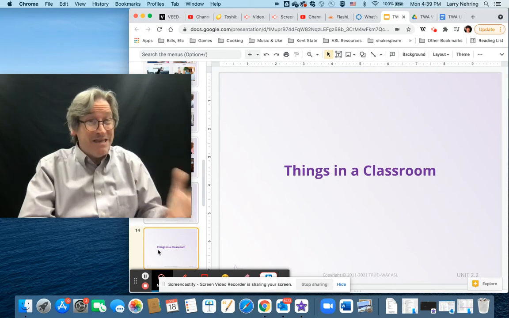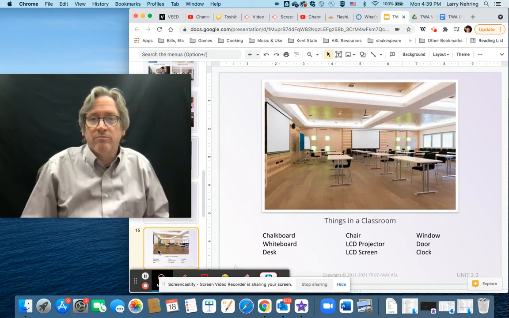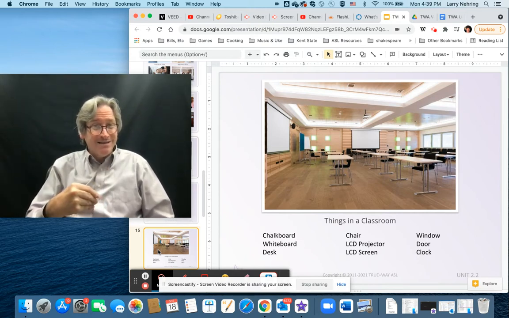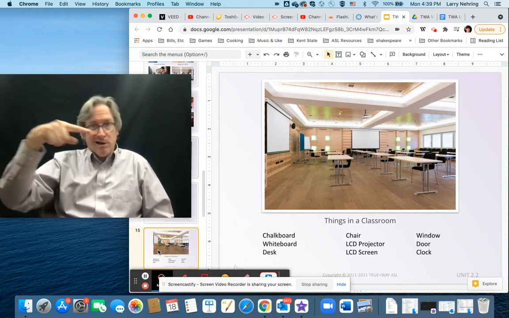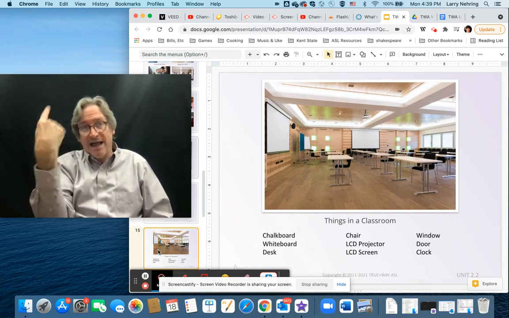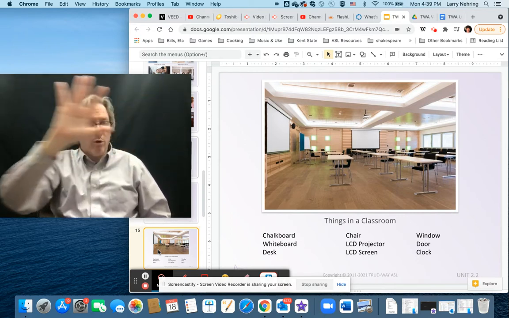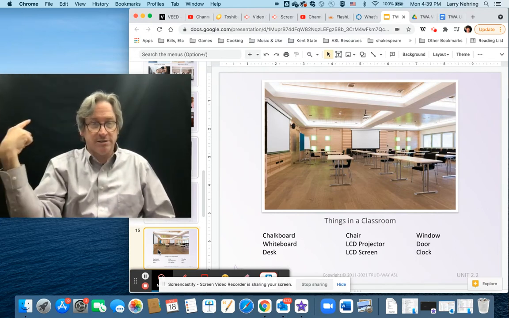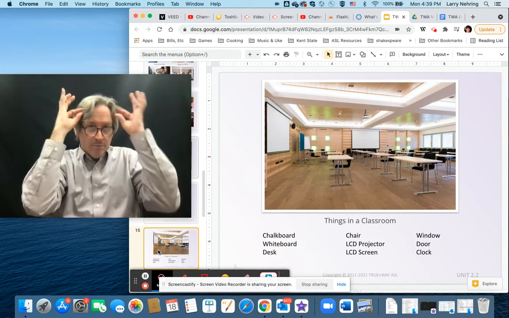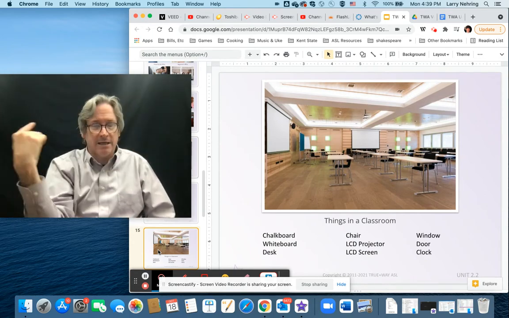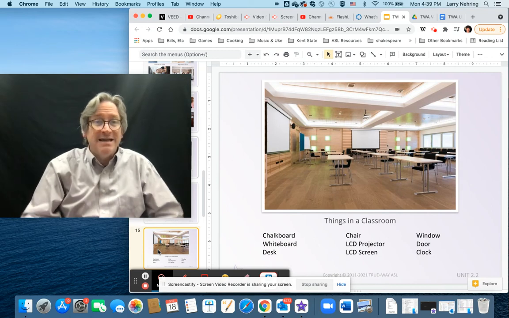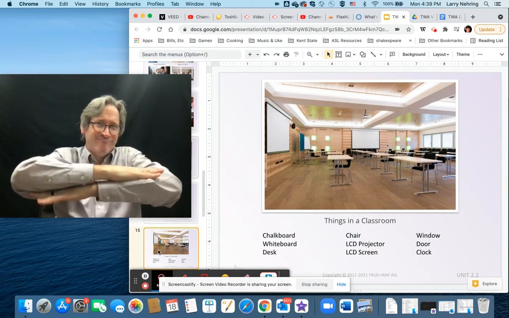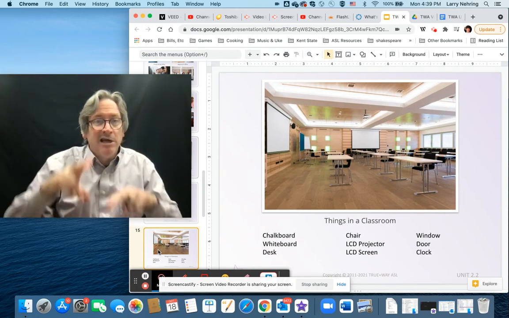So next, we're going to look at things in a classroom. Chalkboard, whiteboard. This is the sign for white. Whiteboard, blackboard. So white and black. Black, keep the index finger straight and you just bring it across, from like black hair. Well, mine's gray now, but black, white. Desk, really it's the same as table. Sometimes you'll see it with a D, but desk, table, all the same thing. Chair.